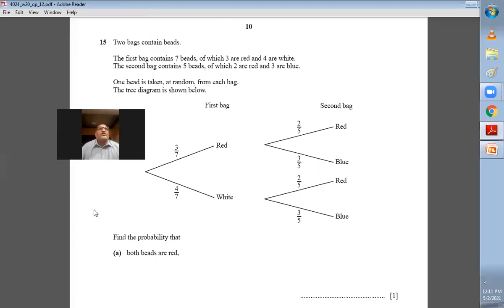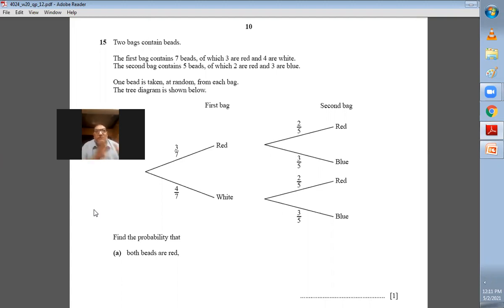It is about probability. Two bags contain beads. The first bag contains 7 beads, of which 3 are red and 4 are white. The second bag contains 5 beads, of which 2 are red and 3 are blue. One bead is taken at random from each bag. The tree diagram is shown below.